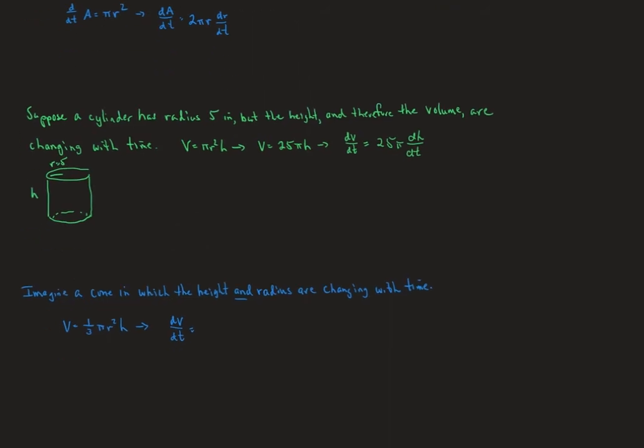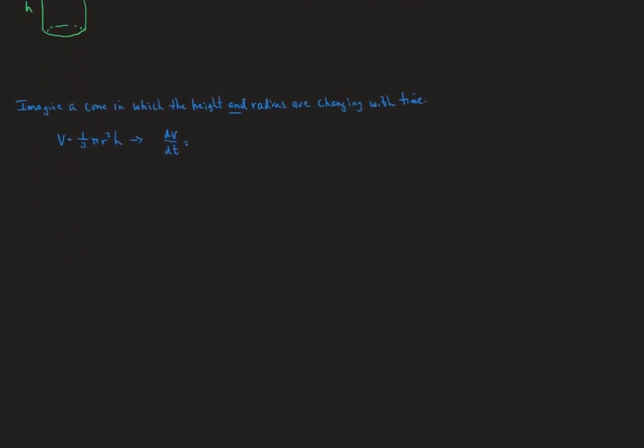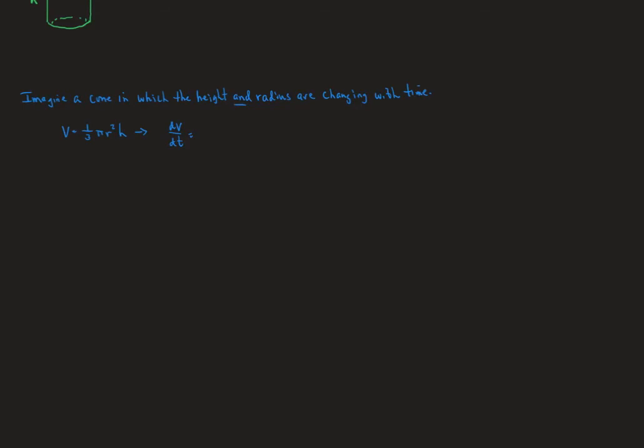Now let's make it a little more complicated. Now let's consider a case where we have this time a cone. So we've got this cone, and the volume of a cone is 1/3 pi r squared h. And this time we're imagining that both the height and the radius are changing with time. So now when we go to differentiate this with respect to time, we have to be careful, because if r and h are both functions of time, when we go to differentiate it, we have to use our product rule.